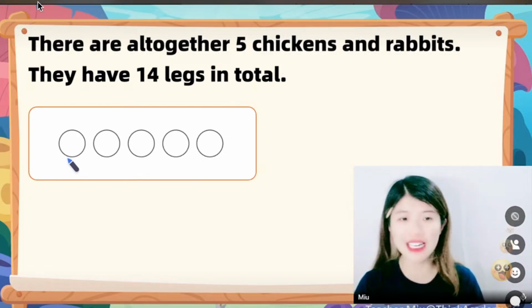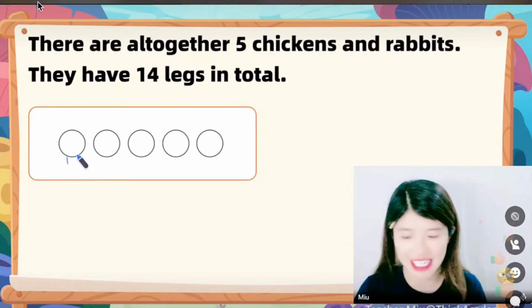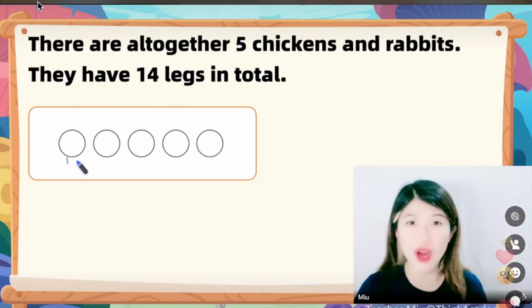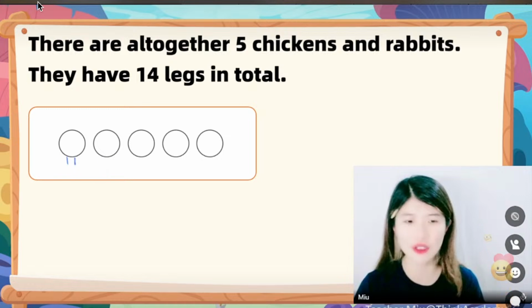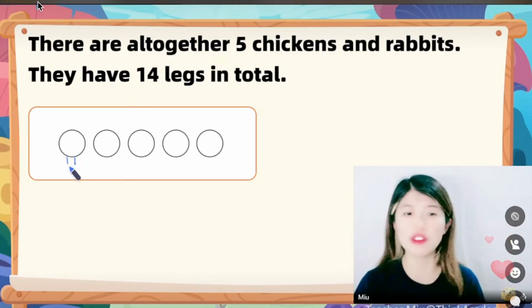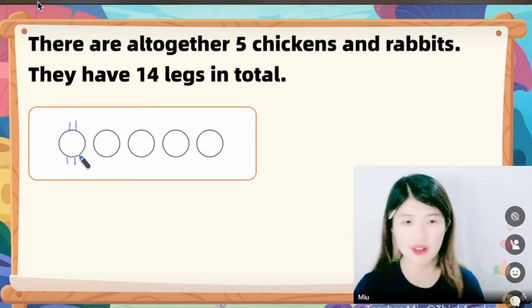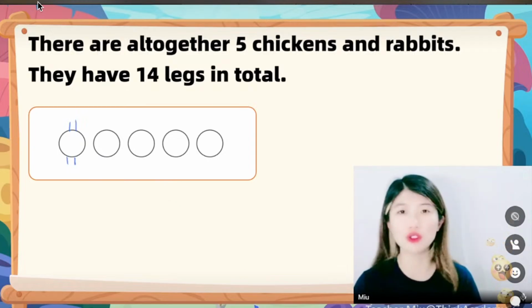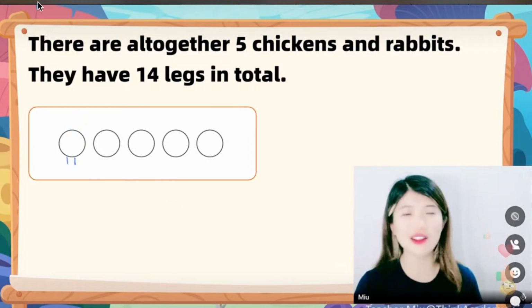For one head, how many legs can we draw? Only one? Seriously? Cannot, right? Either chicken or rabbit, definitely there won't be only one leg. So there are 2 legs. Can I draw 3 legs? No way, there isn't something called a 3-legged thing. So can I draw 4 legs? Also can. So for each head, it can be either 2 legs or 4 legs. We don't know, either 2 or 4. But can I just draw everybody 2 or 4? No way, right?